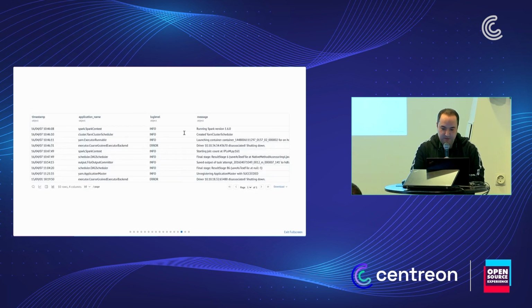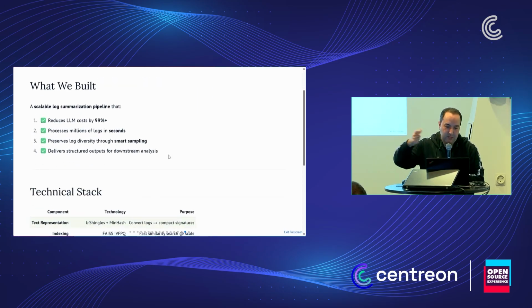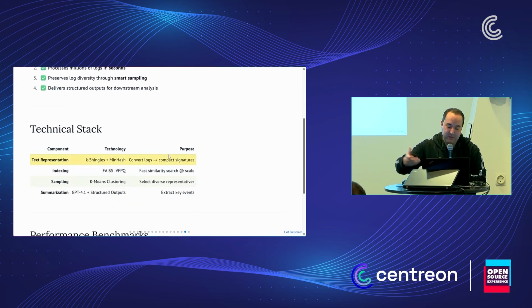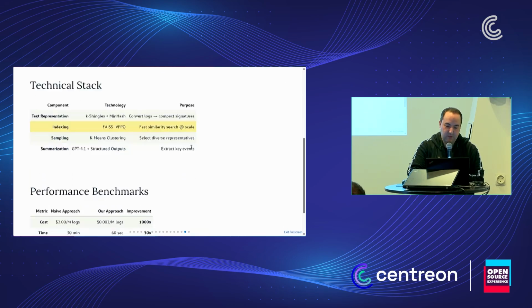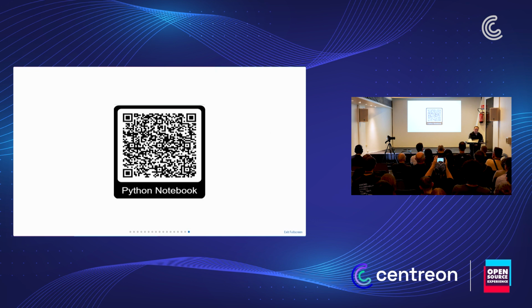And at the end, you get this. This is the representation. You see some errors and so on. And you are better equipped to answer the question, what happened and so on. So to recap, we reduced the LLM cost by 90%. We reduced the processing time to seconds. And the smart sampling gives us, with the k-means, a fast and representative response. You get the code to try this at home with this QR code. And thank you.